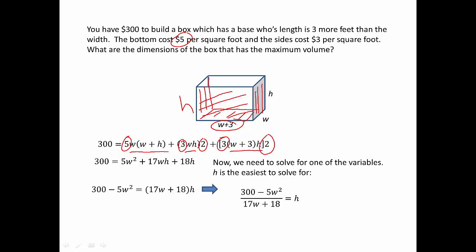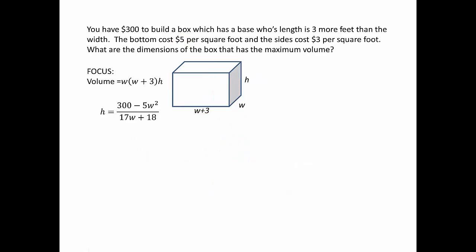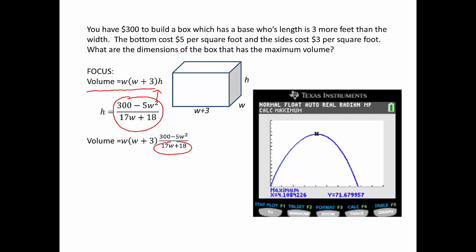So let's go back to our focus. So our focus was this volume. We now know what H is, so what we're going to do is we're going to take this and plug it in to our focus. And we have this new formula, which is a rational function, right? It's got a denominator down here. So we're going to go ahead and graph it on the graphing calculator.